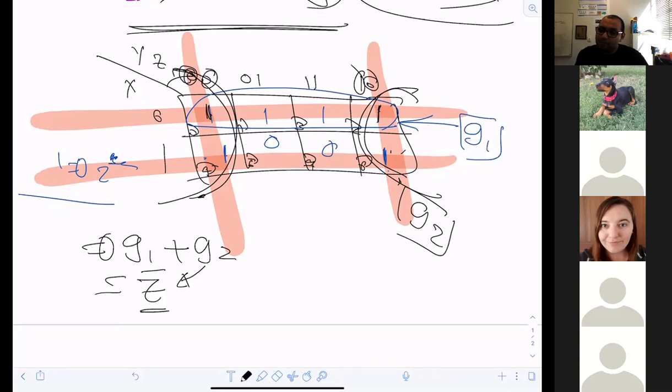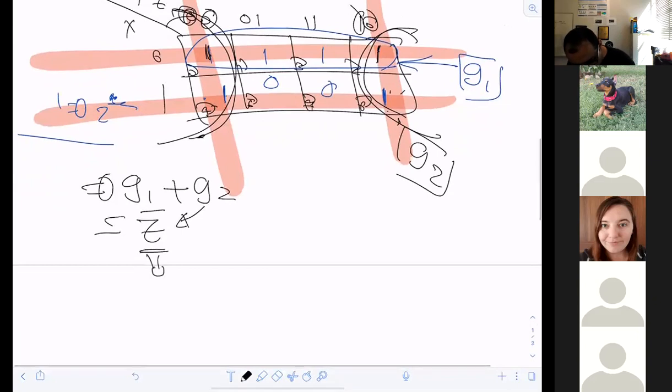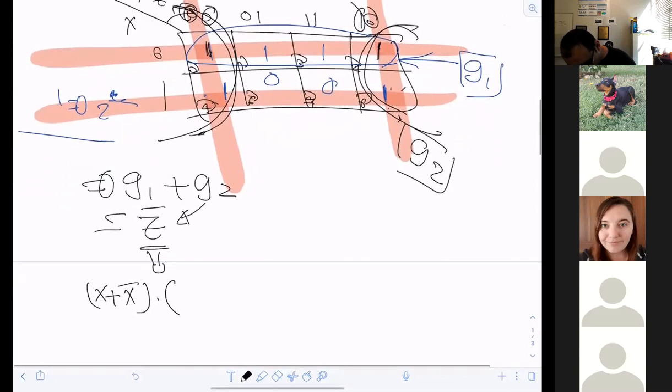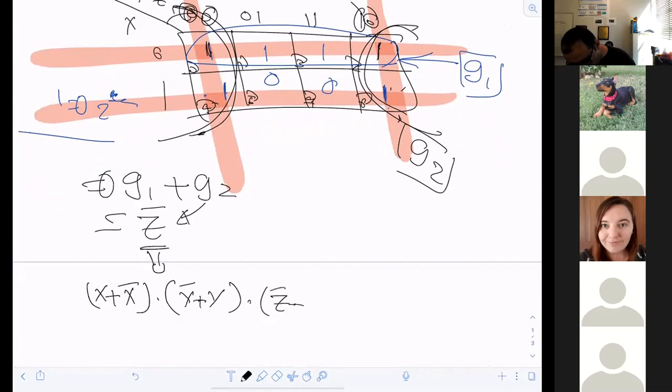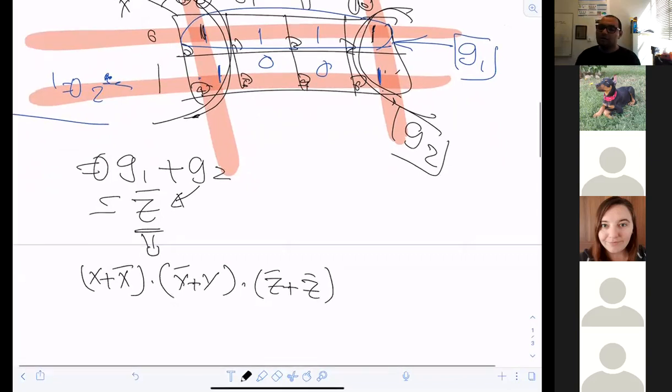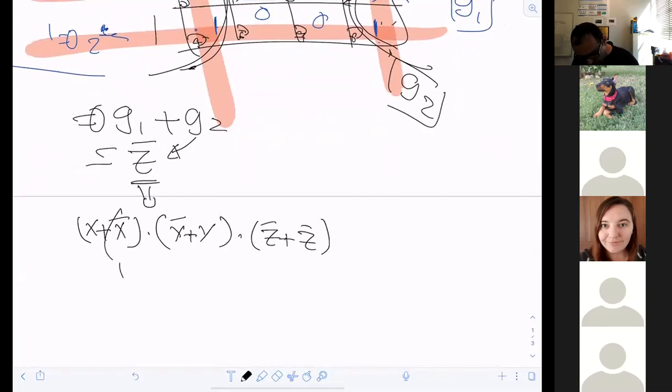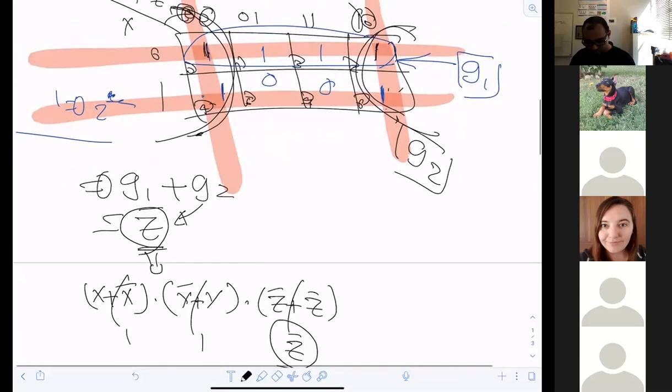Hello? Yeah. Basically, no, this one, it used to be like this. X complement ended with Y, and Z complement. Then this is 1, this is 1, this is Z complement. Right?